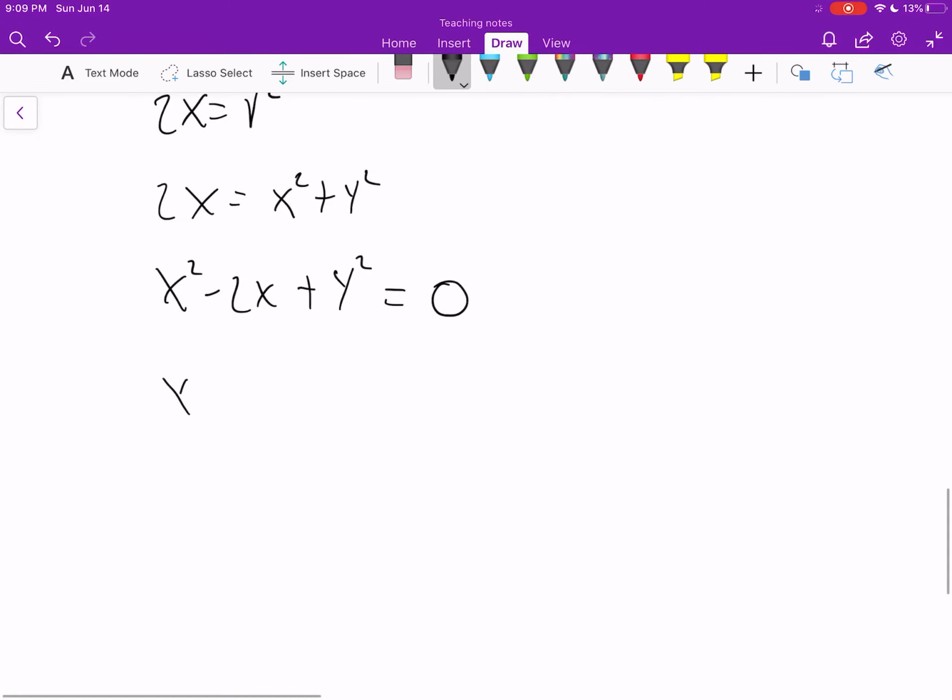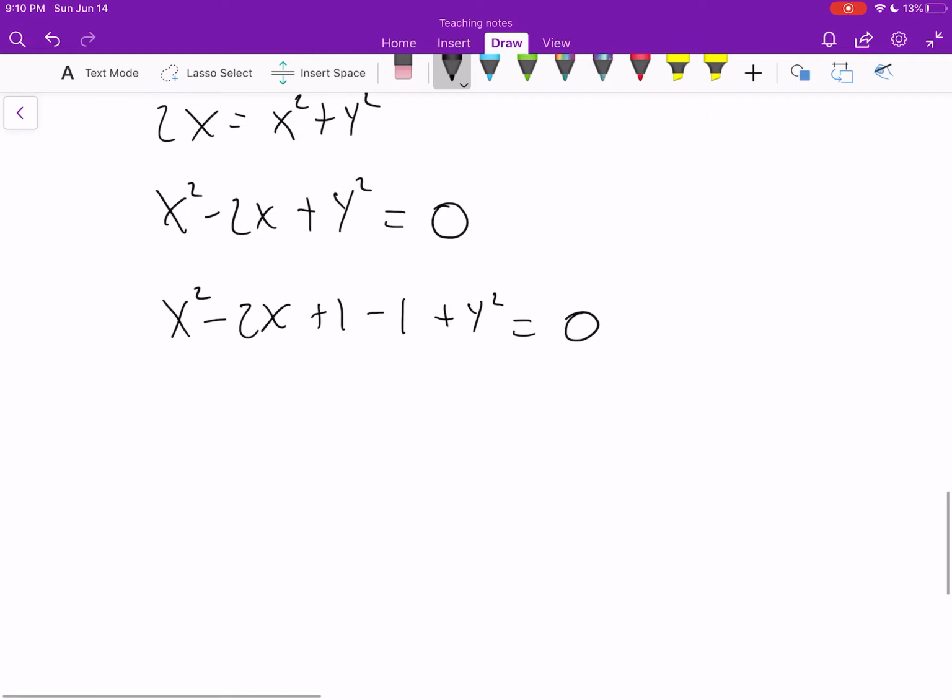So what I'm going to do here is I'm going to complete the square. So completing the square, you add and subtract b over 2a squared. So b over 2a squared is 1 in this case. So I'm going to get plus 1 minus 1 plus y squared. And then this term is a perfect square. This is x minus 1 squared, minus 1 plus y squared is equal to 0. And then I'm going to move the 1 over. x minus 1 squared plus y squared is equal to 1.